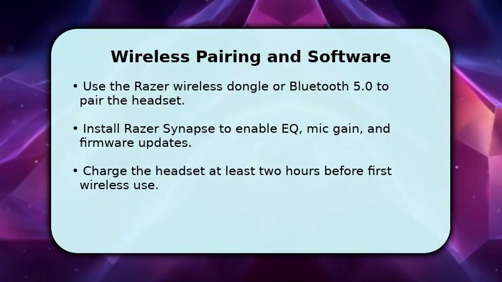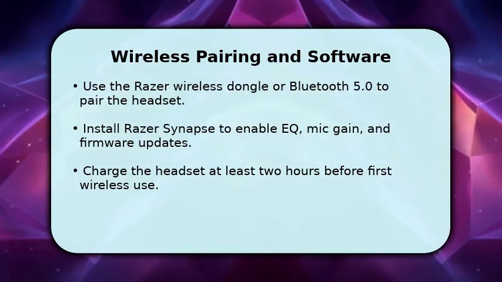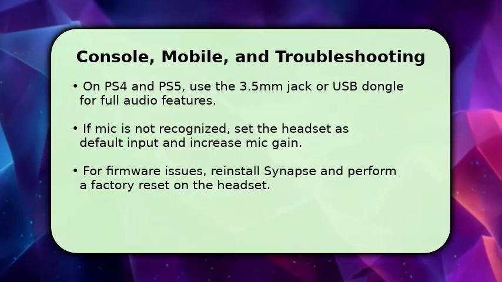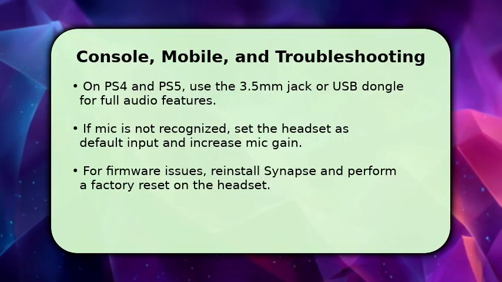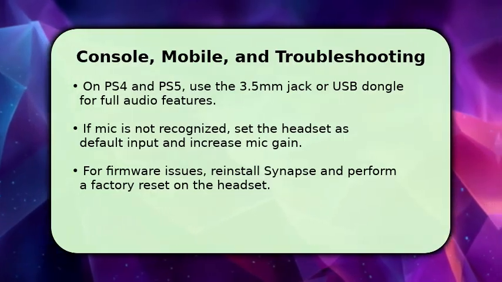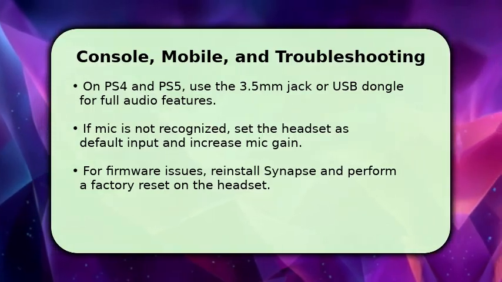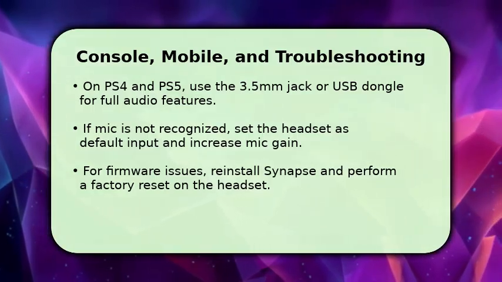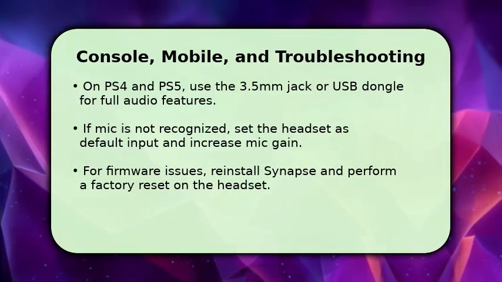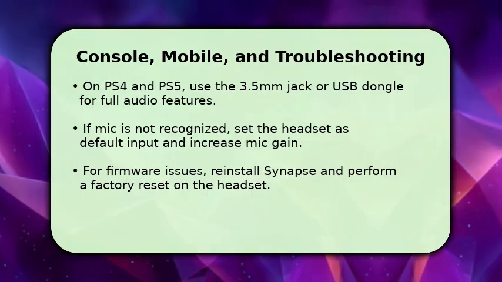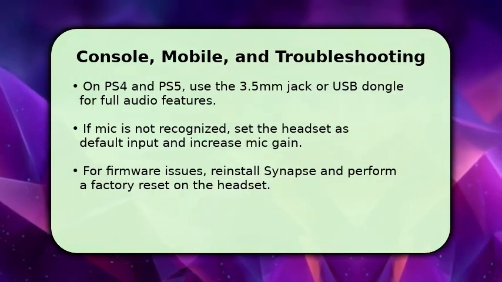Connecting to consoles and phones requires different steps for full functionality. On PS4 and PS5, connect using the 3.5mm jack or use the Razer USB dongle for chat and game mix. Xbox consoles may only support chat audio through a 3.5mm connection on compatible controllers. For mobile phones, pair via Bluetooth or plug the 3.5mm cable directly into the headphone jack or adapter.